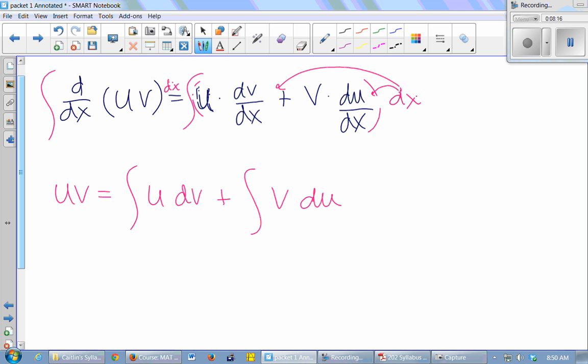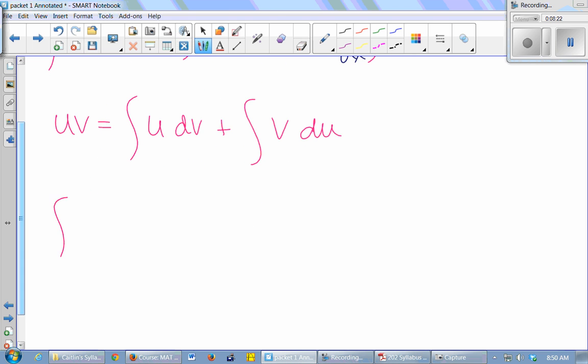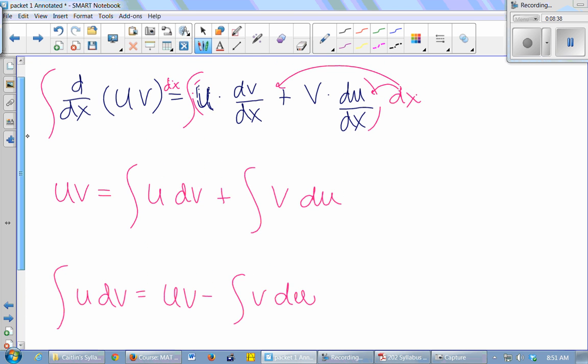And then you just solve for the integral of u dv. Subtract this integral from both sides. So I have the integral of u times dv is equal to u times v minus the integral of v du. Feels a little bit circular. And it kind of is, because it's just giving us something equivalent to our original integrand that just happens to be a little bit easier to calculate.